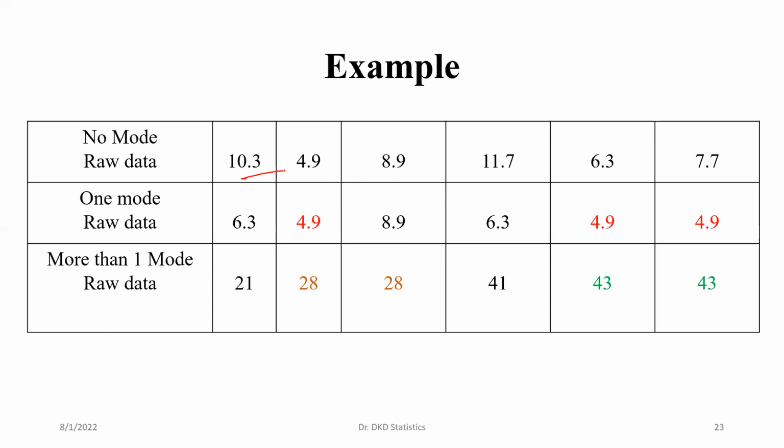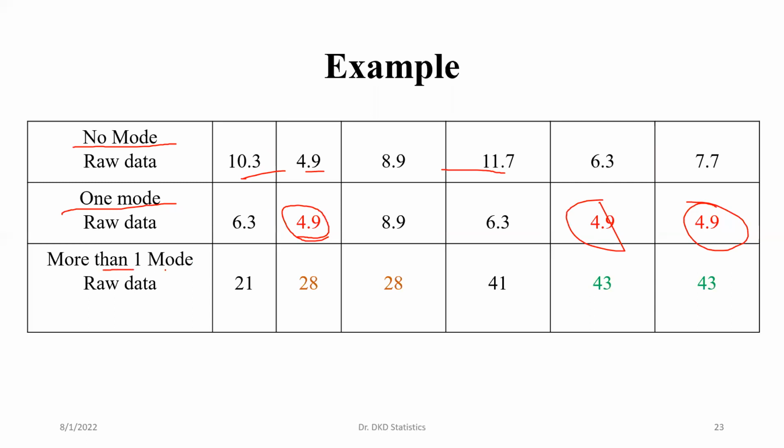Here each value is independent. There is no repetition, so we can say there is no mode in the given data set. In the second row we can see 4.9 is repeating 3 times, so we can say there is one mode. 4.9 is the most frequent value in the given data set.